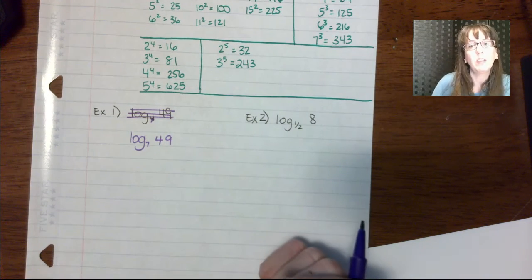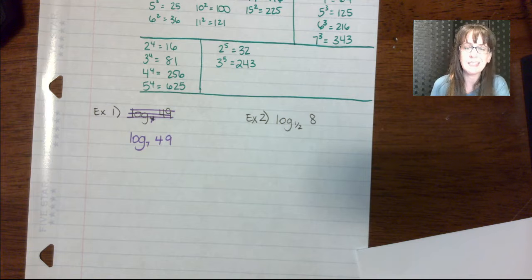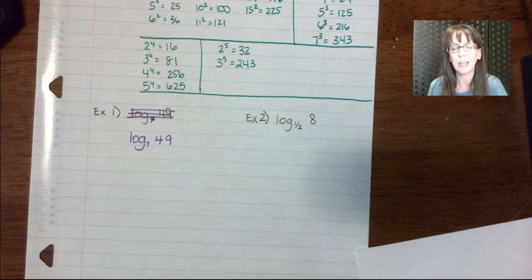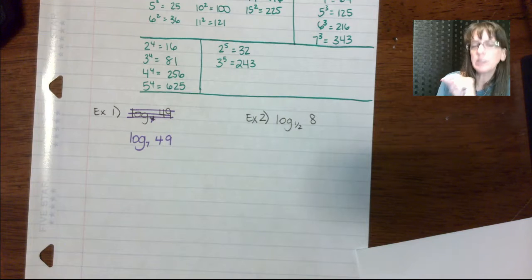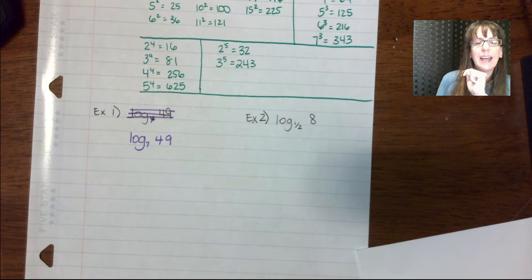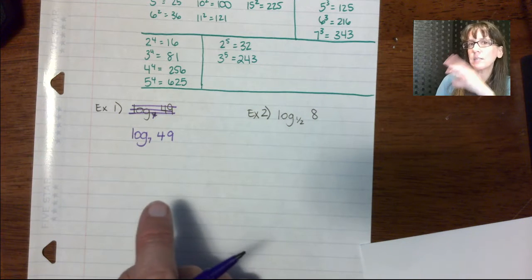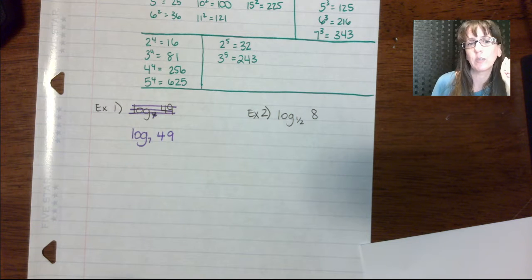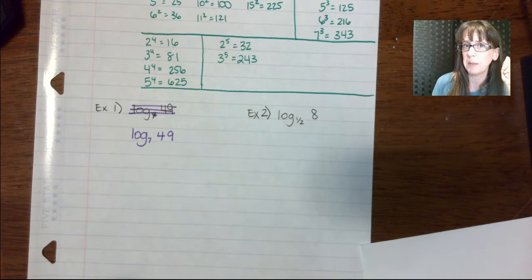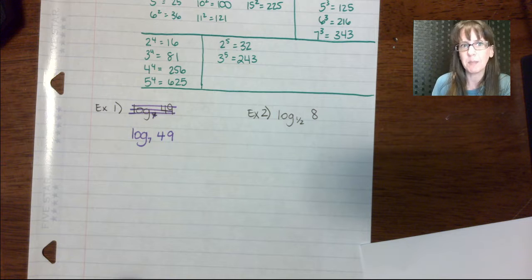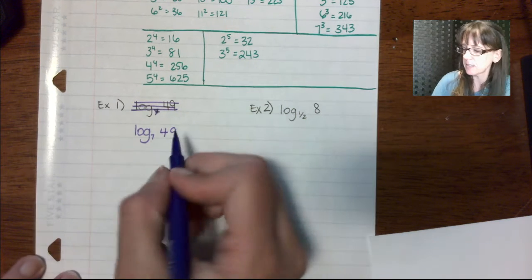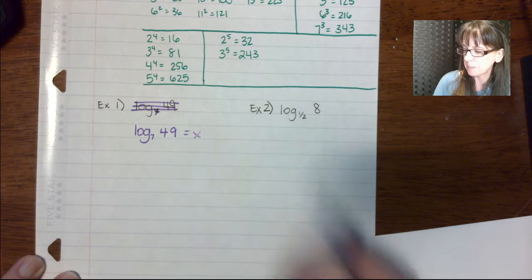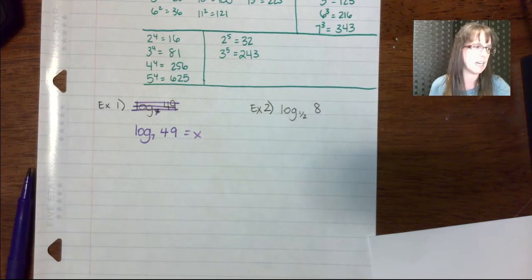Looking at this, if I wanted you to evaluate this, yes, you could put it into a calculator. However, two things. One, your calculator probably only does base 10, and this is base 7. So you've got some finessing to do in order to use it in your calculator, which we'll talk about at a later date. In the meantime, this is a friendly number. When you're trying to evaluate a logarithm, you first want to see if it's friendly, and the best way to do that is throw an x on the end. So we're going to say log base 7 of 49 equals x.